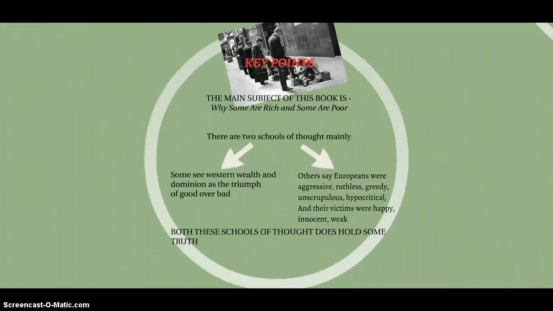When answering the main question of the book, why some countries are rich and some are so poor, two schools of thought come up. One says, because they deserved it, they got it. And some say, because they were aggressive, ruthless, hypocritical, and their victims were happy, innocent, and weak. To some extent, both these points hold some truth.